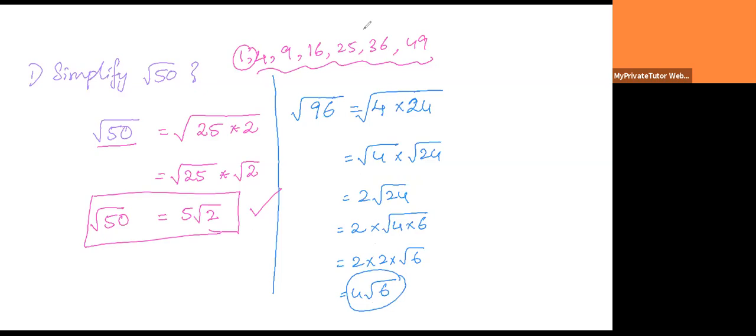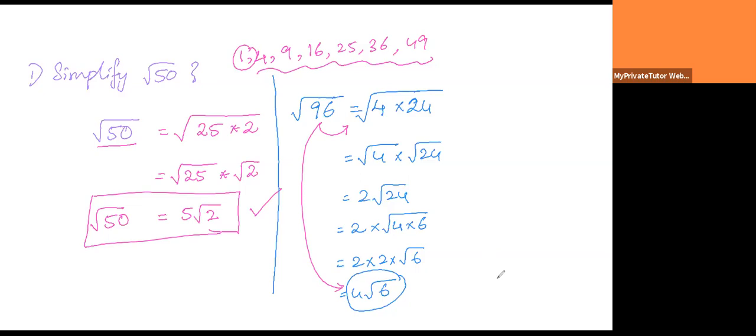And here we can directly take 16 times 6. If you know the 16th table, you can directly take 16 times 6, because 16 is also a perfect square. So we'll get the answer directly in that case. Okay, so this is a basic simplification.